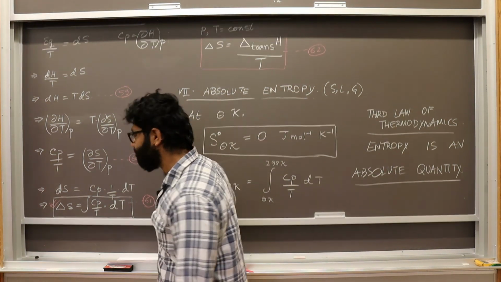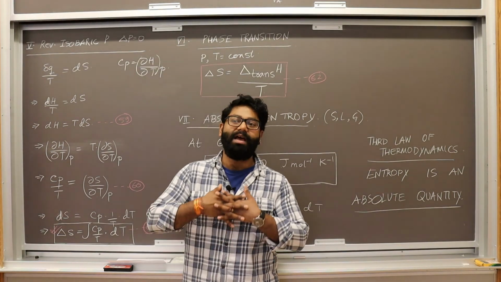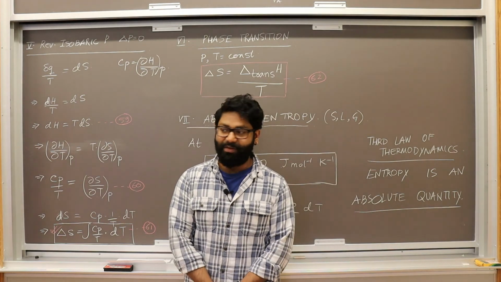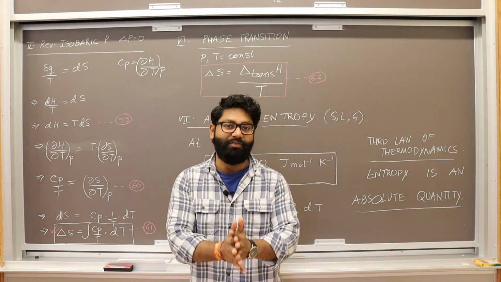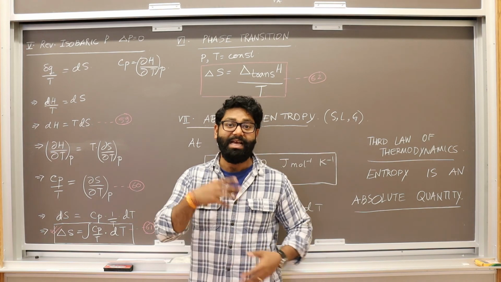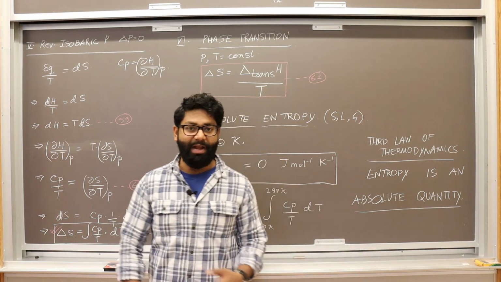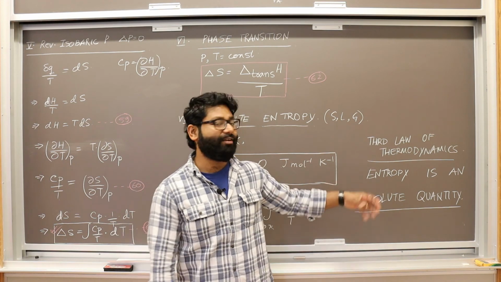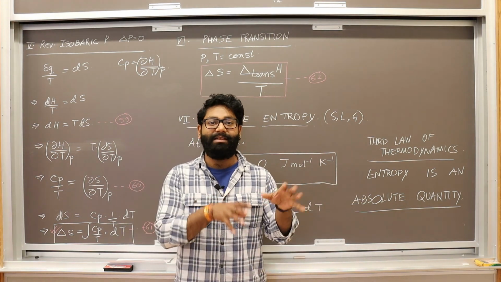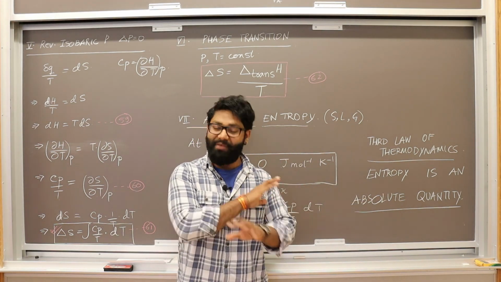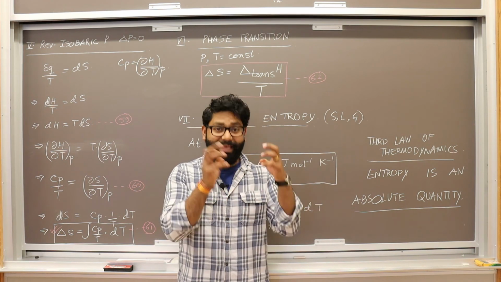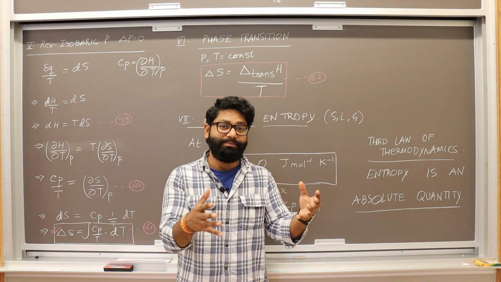Okay, so we understood the first law of thermodynamics, which was energy conservation. We understood the second law of thermodynamics, which was calculating the amount of entropy exchange, and this is the third law of thermodynamics, which is telling us that entropy is an absolute quantity, and the value of entropy of any substance at 0 Kelvin is basically 0. Okay.